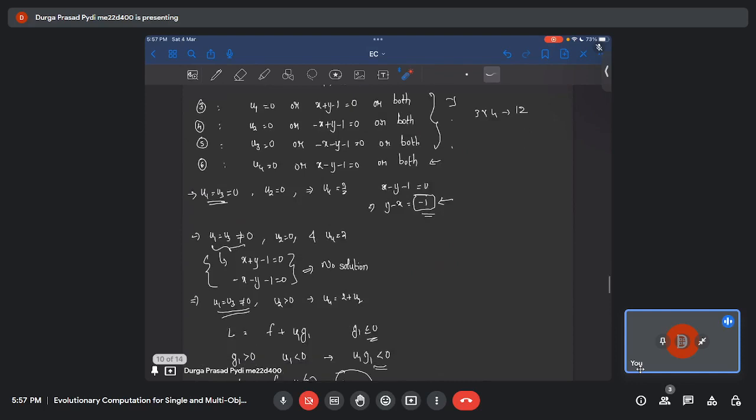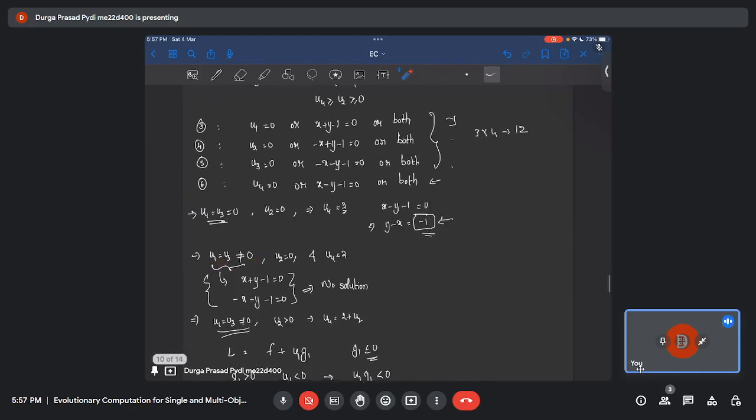Suppose you have u1 equal to u3, but they are not equal to 0. If u1 and u3 are not equal to 0, then this has to be satisfied. So we just take those two equations, and as you can see, these two equations are essentially a set of two parallel lines. So you do not have any solution which will give you the value of x comma y. If you try any other possibility, that will eventually lead to some set of parallel lines and will not give you any solution. The only solution is this particular case. So this is how you do it with KKT conditions.